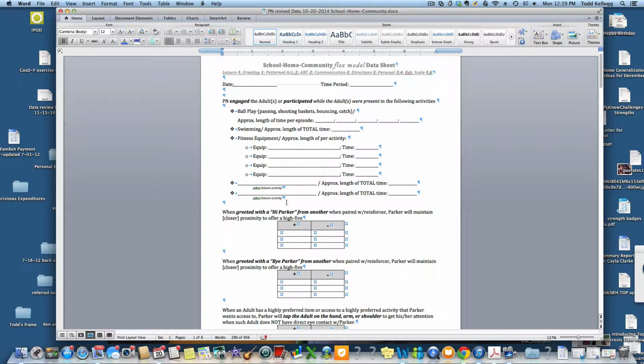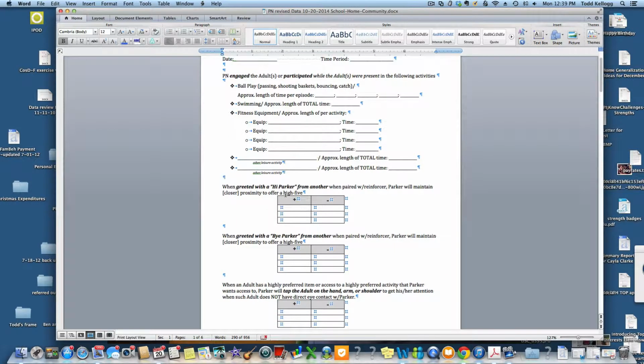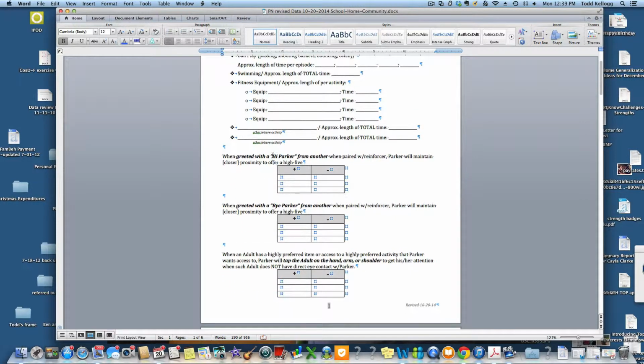This could be some different activities that Parker is engaged in with the adult, or while the adult is present, some leisure activity. The reason why hi and bye are on here is because often Parker is faced with someone wanting to greet him. It could be a person working with him, or it could be another person associated with a particular area, whether it be the church or the YMCA or the school or community setting. And it's on his IEP.